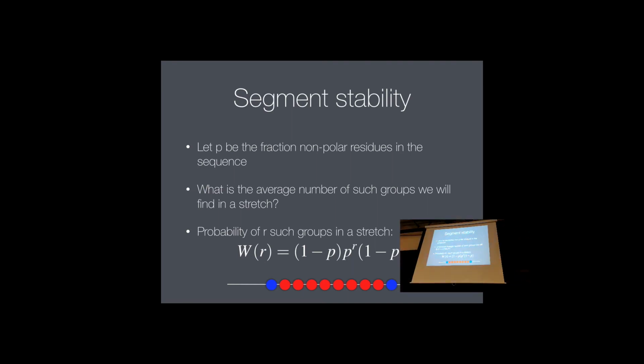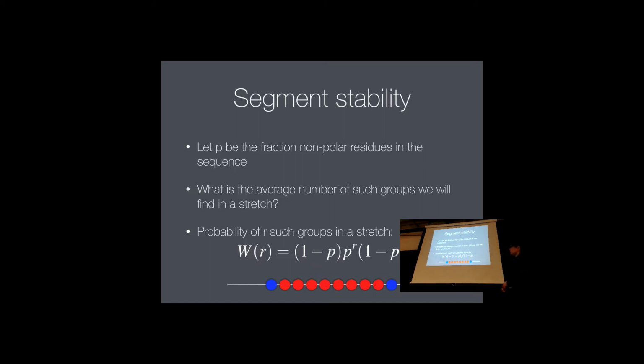So if we call P the fraction of a specific thing in nature, let's reason on the polar versus nonpolar for the moment. So if we call P the fraction of nonpolar residues in the sequence, what is the average number of such groups we will find in a given stretch? Well, let's say these are all my hydrophobic residues in red and my hydrophilic residues in blue. So nonpolar is synonymous with hydrophobic.